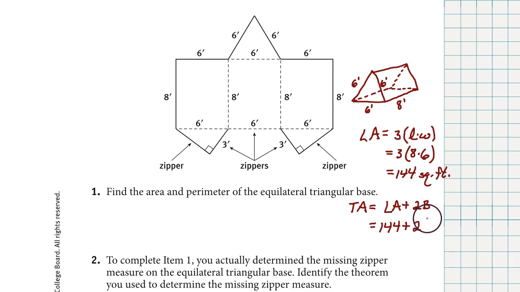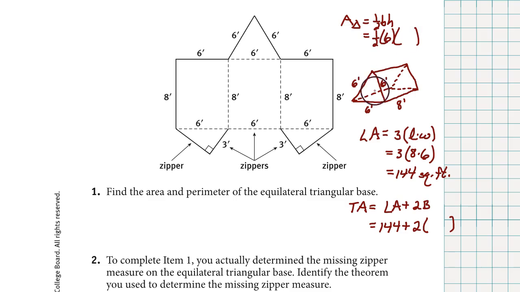And then 2 times the area of the triangular base. So let's focus our attention on the triangle that's closest to us in my drawing. We need to find the area of that triangle, and we find the area of a triangle using the formula area of a triangle equals 1/2 base times height. The base of the triangle is 6.